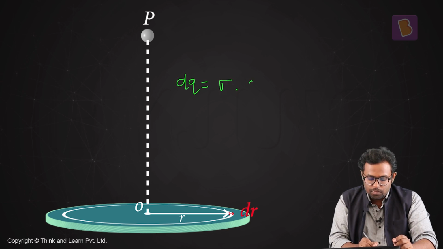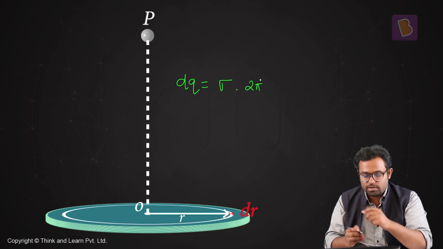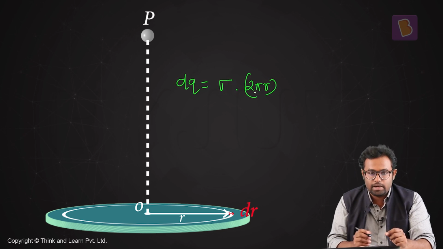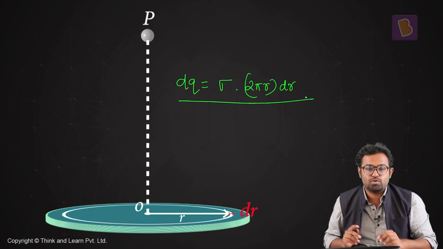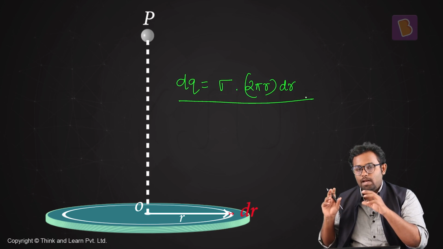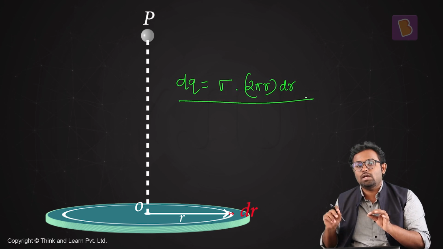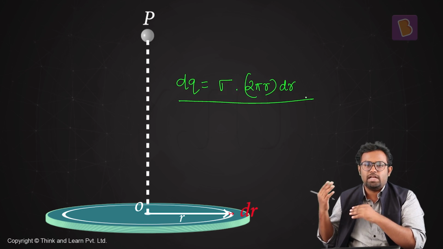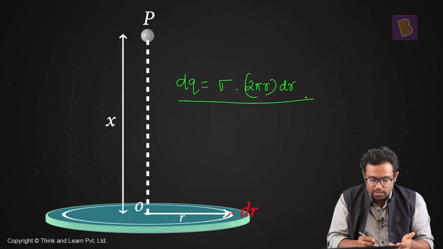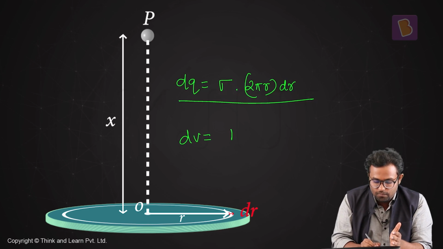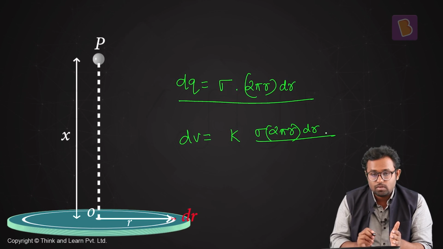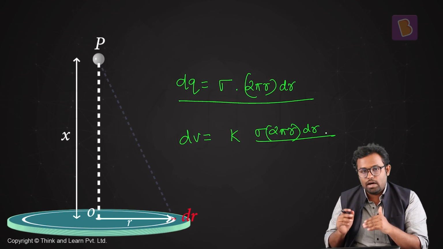So the circumference of that ring is 2 pi times of r, right, and the thickness of this ring is dr. So this will be the total charge which will be in that ring, okay? And this is the charge on this ring. And what will be the potential which will be created by that ring at any point, say at some point x? What will that be? That dV will be equal to k times of the q, which is sigma 2 pi r dr, divided by the distance.